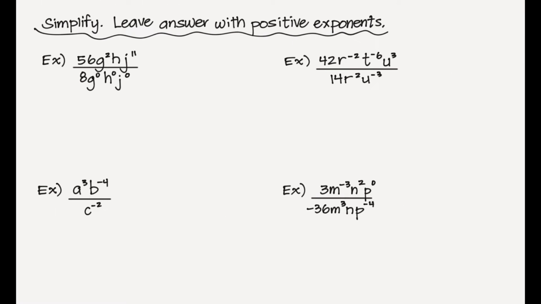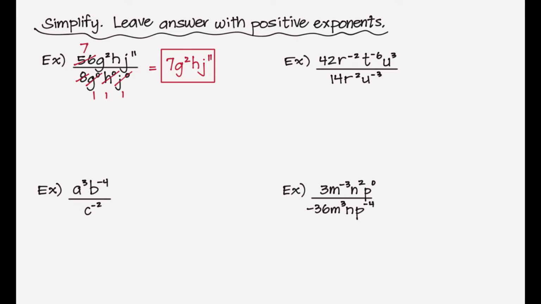So let's put these into practice. We're going to simplify these expressions and leave our answer with only positive exponents. So first thing that I notice is I have 56 in the numerator and I have 8 in the denominator, which can simplify to just 7 on the top. And then on the bottom, g to the 0 power is 1, h to the 0 power is 1, and j to the 0 power is 1. So really, this expression simplifies to 7g squared h j to the 11th power. And that's it. So pretty straightforward for this first example.